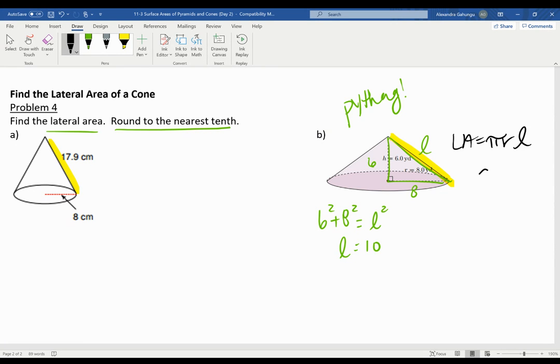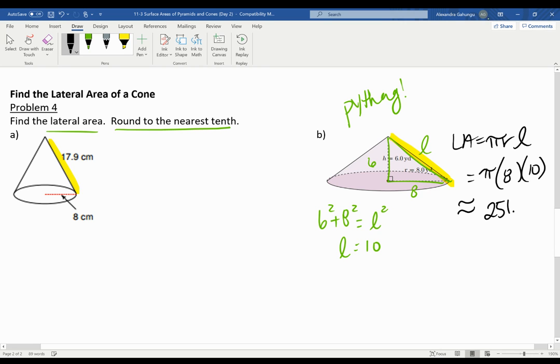So I'm going to plug in what I know, pi times the radius times the slant height. And since my answer should be rounded to the nearest tenth, I'm just going to plug in that pi, or you can do 3.14. That will affect your rounding a little bit, but you should be in the same place. So it's yards squared there.